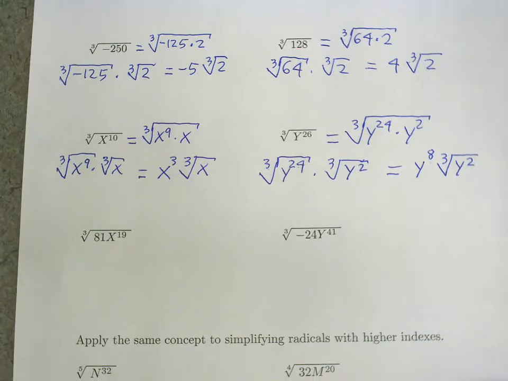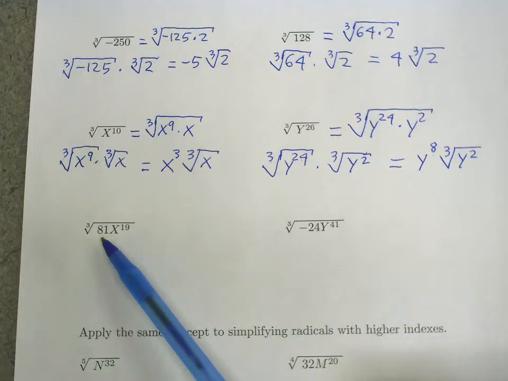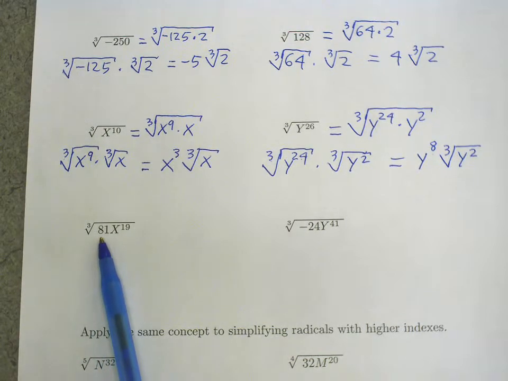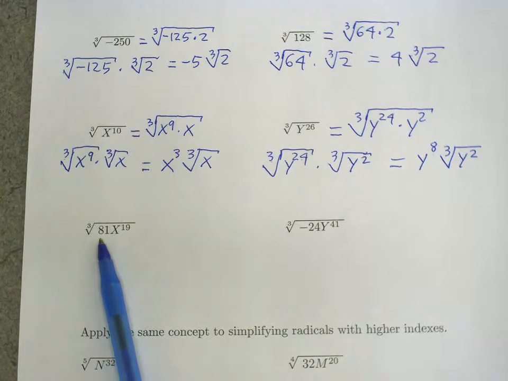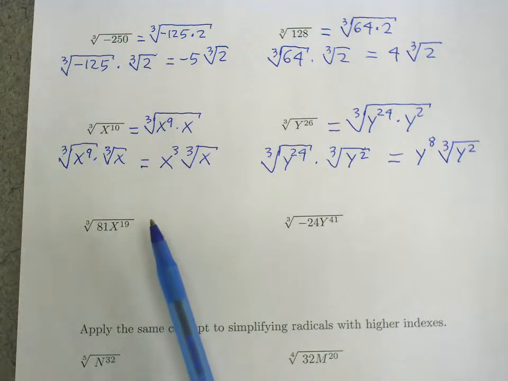Okay, the next two examples involve radicands that have a numerical factor as well as a variable factor. So we just combine the sorts of things that we did in the previous examples. The largest factor of 81 that is a perfect cube is 27. 27 times 3 is 81. And the largest factor of x to the 19th that is a perfect cube is x to the 18th, because 18 is a multiple of 3.